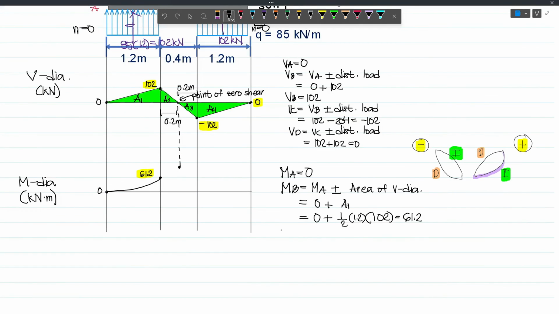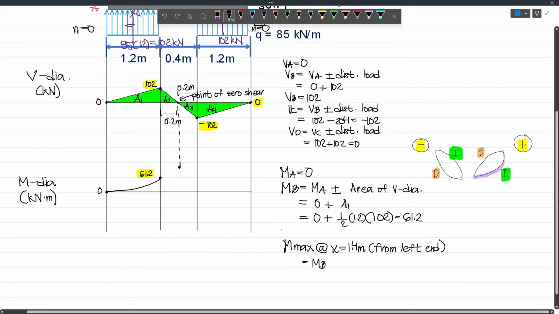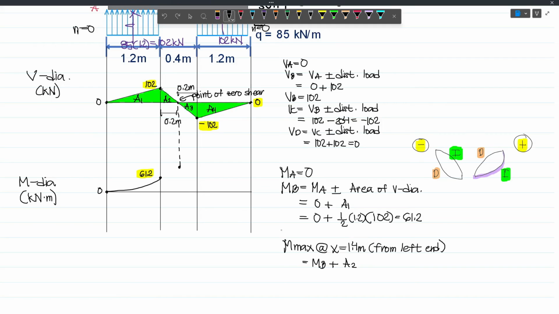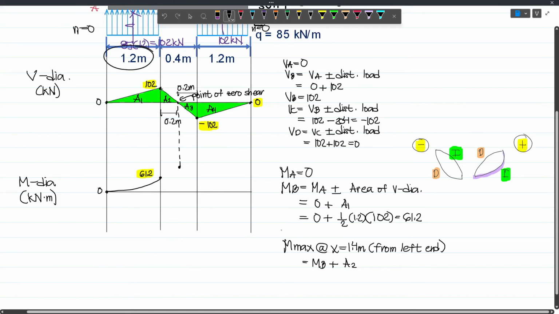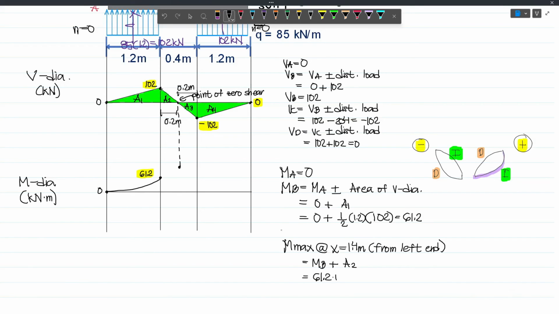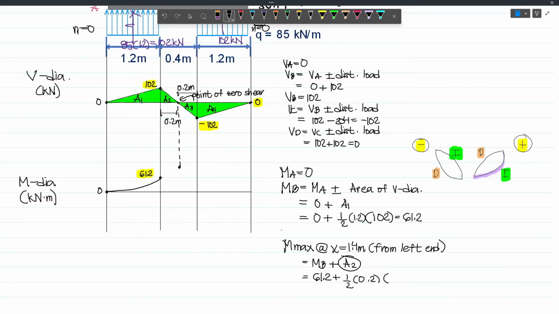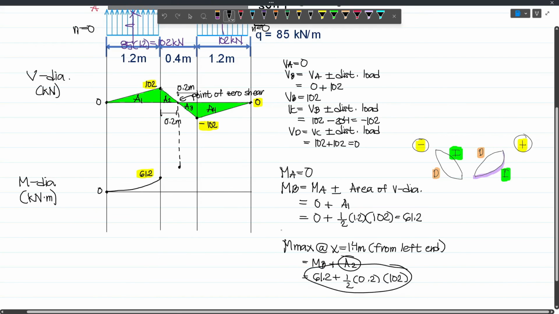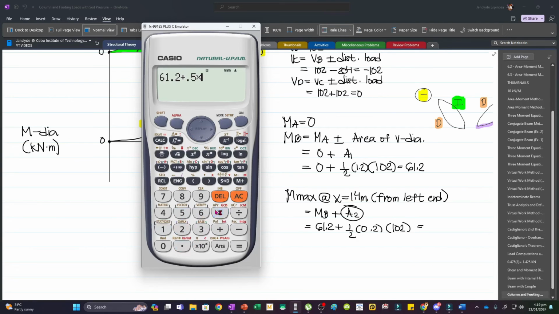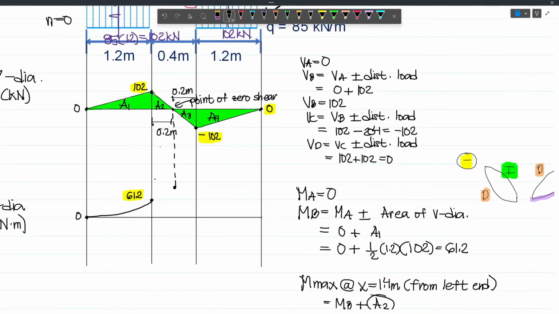Now let's try to solve that one. Now diba, our Mmax, which is at x equals 1.4 from the left end, that will become MB and then plus A2, which is this area. Now sir, bakit 1.4? Kasi diba, this is 1.2 and then plus 0.2, that will become 1.4. Let me just clarify that. And so next, our MB is 61.2 and then our area 2 will just be the area of this triangle. And so that will be 1/2 times the base, which is 0.2, and then multiplied by the height, which is 102. And so this will give us 61.2 plus 0.5 times 0.2 and then times 102, that will be 71.4. And so this is 71.4.